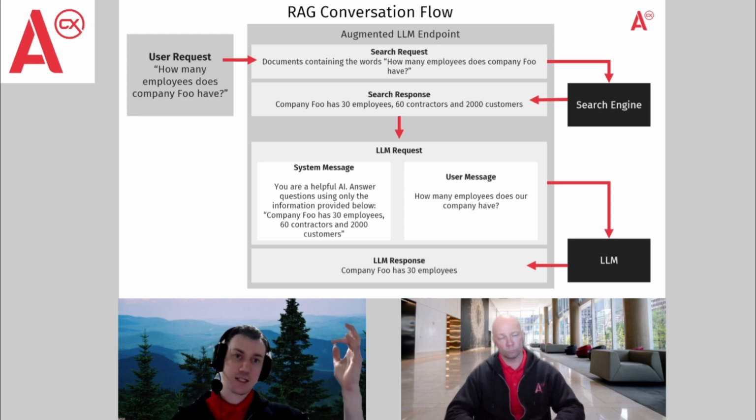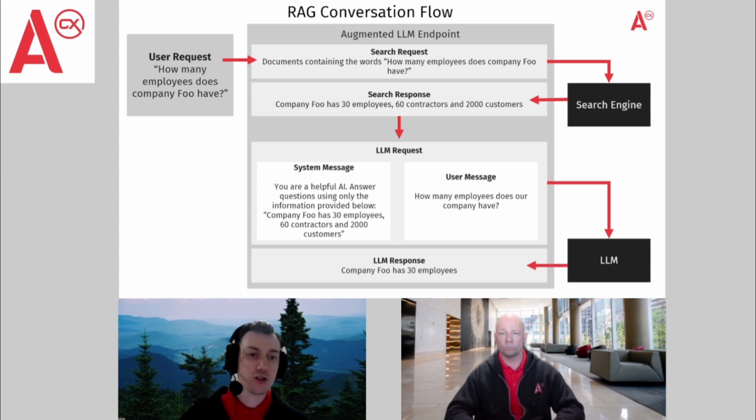As this slide shows, there's a little bit of an underlying process to it. In this example, we have a user trying to discover how many employees are at their company. You make this initial user request and we generate a search request from it and send it to the search engine. The search engine responds with a company directory page, which shows there's 30 employees and 60 contractors and 2,000 customers.